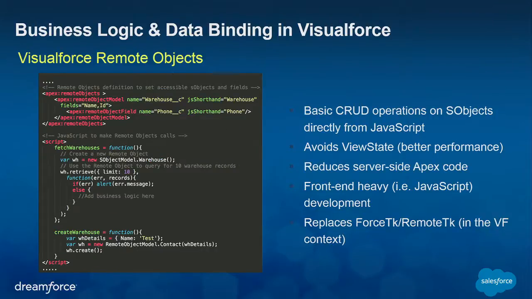Visualforce remote objects. Remote objects have just gone GA. You can use these things now. They're no longer in pilot or in beta. And a remote object, again, is custom Apex. It's in your controller. You can actually tag the method as a remote. I apologize, I can't show that, but if you look here on the screen, right up there where it says remote objects, there are the Apex tags. It does not have the corresponding custom controller, but you tag it much like you would with the @RemoteAction, and then you can invoke that directly from JavaScript.